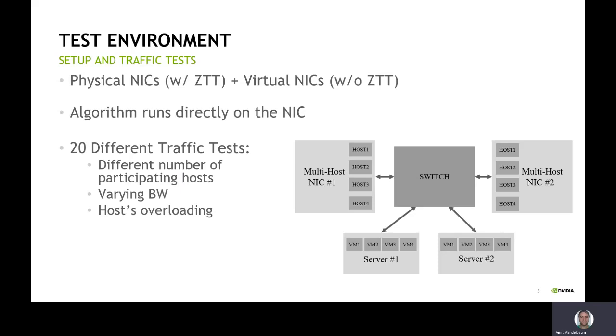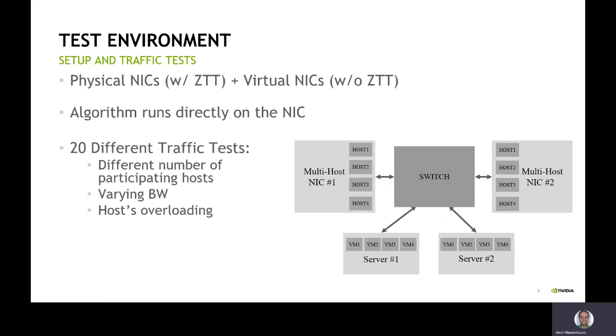The traffic tests differ in the number of hosts that are participating. Not every host on every NIC is participating in every test. The bandwidth from the hosts is varying, and we also do something called overloading, which means that some of the hosts are getting a bandwidth that is larger than the one they can actually get.